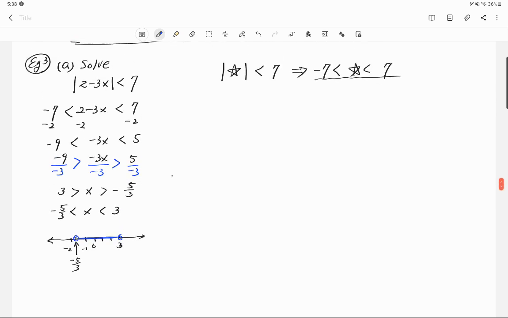Okay, so please understand the definition. When you solve absolute value inequalities, make sure whether the absolute value is greater than, less than, or equal to. So if the absolute value is less than, like this, then the star is between 7 and negative 7. Always. All right, then let's try letter B.